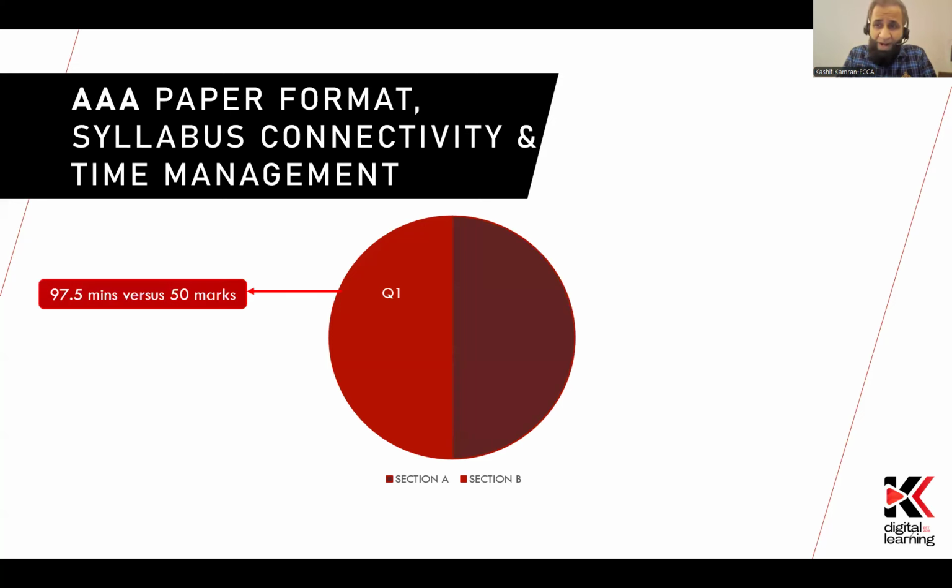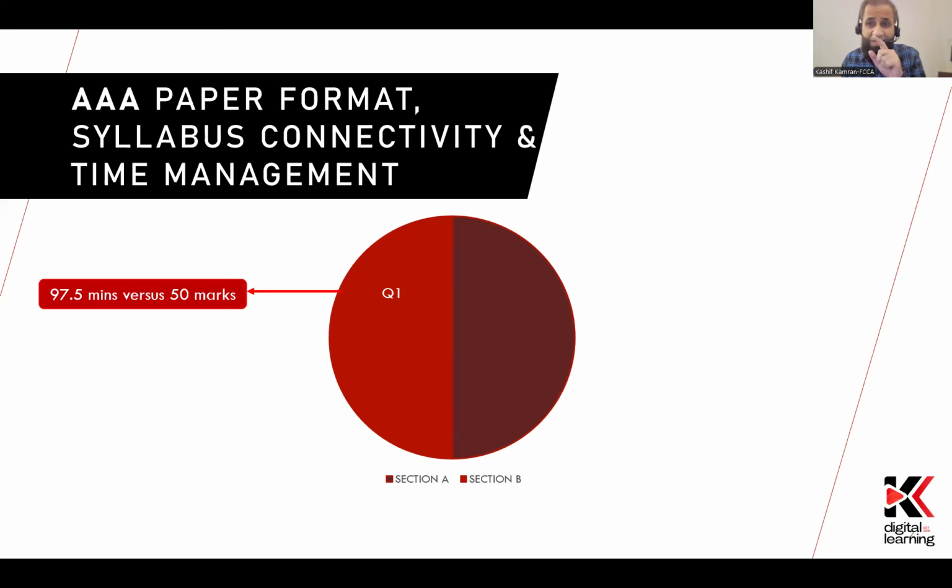So you have 195 minutes of the total exam time. From that 195 minutes, you will take exactly half the time for question number 1. So half of 195 is 97.5 minutes, which will go to question number 1 for 50 marks. And you will try to do your best within this time, in 97.5 minutes.